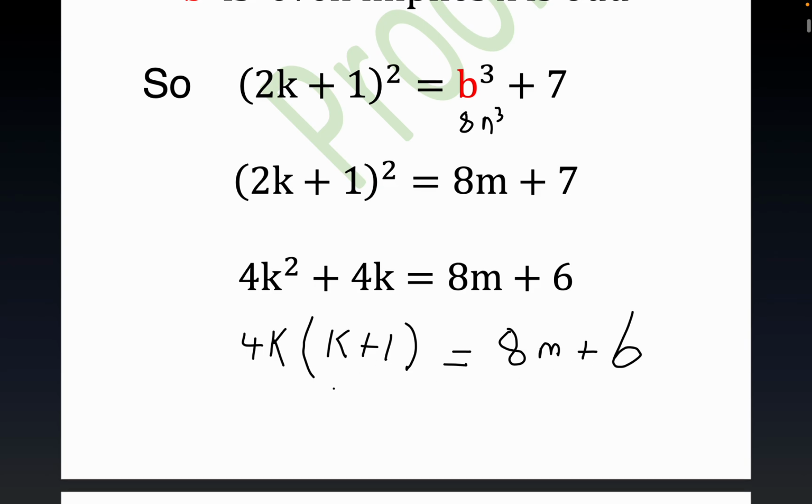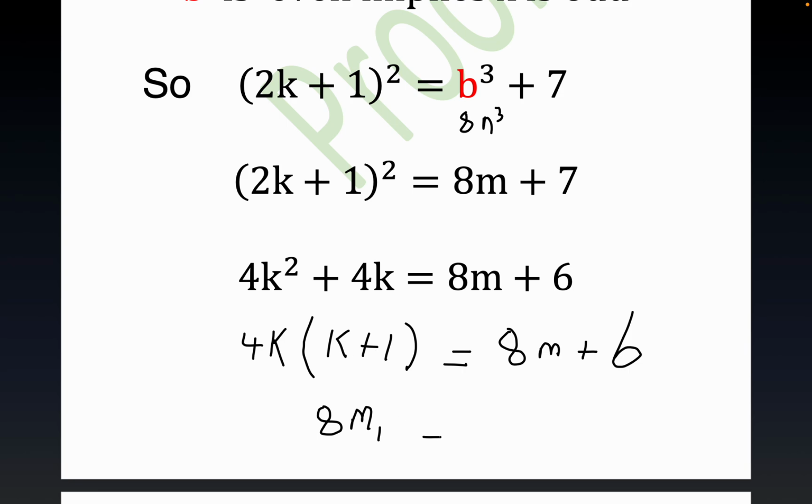Now, the contradiction is as follows. Here's a 4 already, right? One of k or k plus 1 has to be even. So you see, this is just going to be 8 times something. We're running out of letters, we'll call it m sub 1. And you got that, right? k times k plus 1, it's a parity thing. If k is even, done. If k is odd, then k plus 1 is even, done, right?